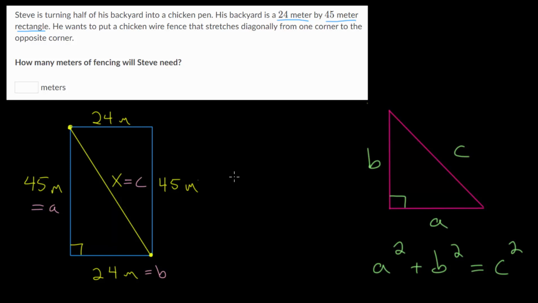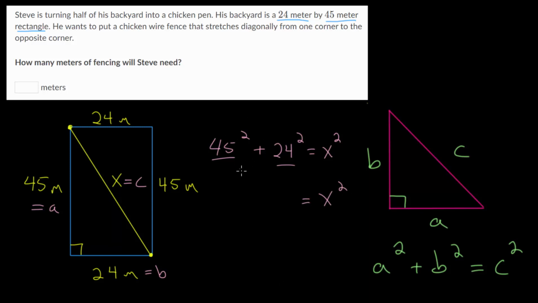So now we plug everything into our equation, or this Pythagorean theorem. So we have that A squared, that is 45 squared, plus B squared, which is 24 squared, is equal to C squared, which we called X, and we'll square that. So at this point, we just need to simplify and find out what 45 squared and 24 squared are. And for that, you can either multiply by hand or you can just use a calculator.